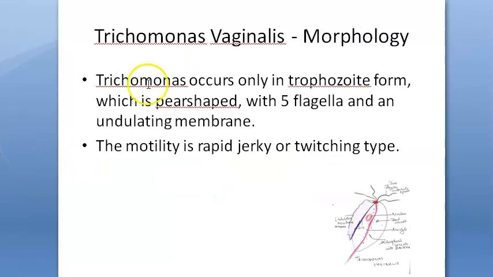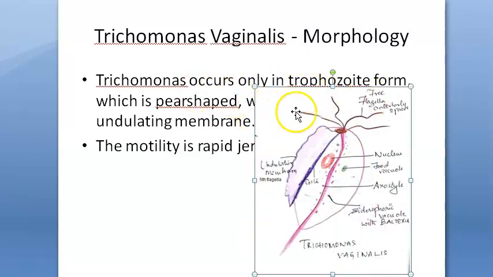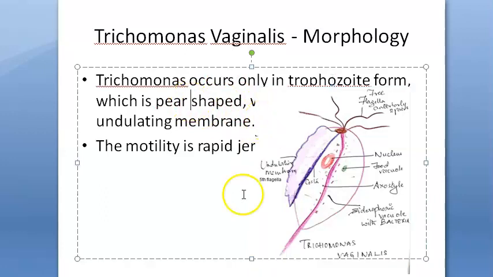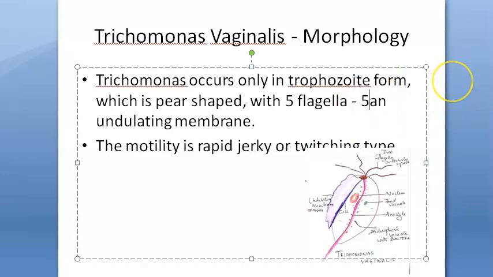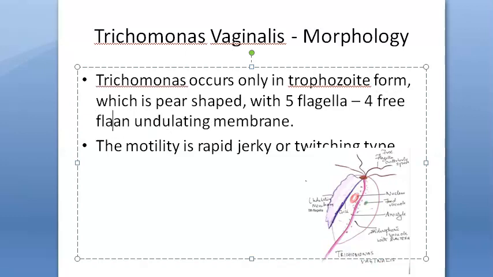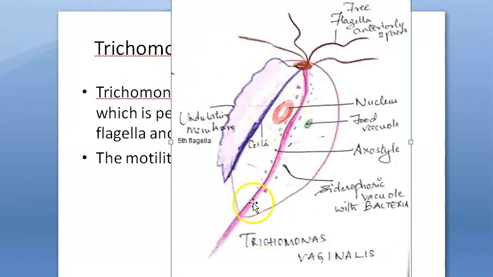Now, let's move on to the morphology of Trichomonas vaginalis. It occurs only in trophozoite form, guys, and it is pear-shaped, as you can see in this diagram. It has 5 flagella and an undulating membrane. Let's confirm this: it has 4 free flagella and 1 undulating membrane. It occurs only in trophozoite form, no cyst, so you learn only the trophozoite form.